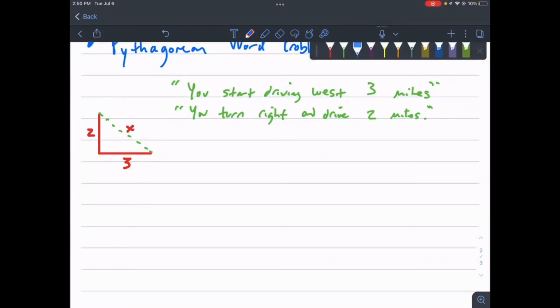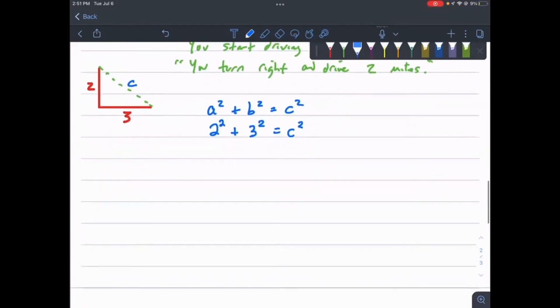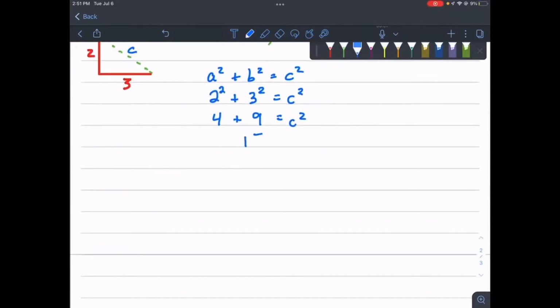And since this is a right triangle, we can use the Pythagorean theorem, which is a squared plus b squared equals c squared. And since this long one is the hypotenuse, the longest side is always c. So a in this case would be 2. We want to square it. B in this case would be 3. We want to square it. And then C, we don't know what it is yet. 2 squared plus 3 squared equals C squared. 4 plus 9 is 13 equals C squared.